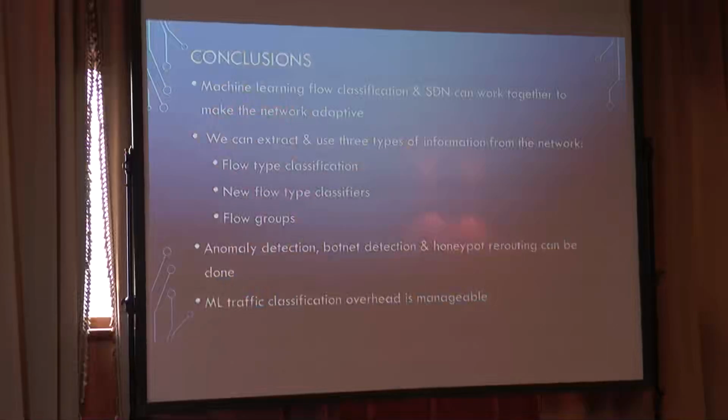Okay, some things I would like you to take away from this talk. We can do machine learning, flow classification, and SDN in order to make the network more adaptive. We've seen how we can easily integrate that and what types of scenarios we can support. And we can also extract quite a bit of information from the network using machine learning. The first type of information is flow type classification, of course.